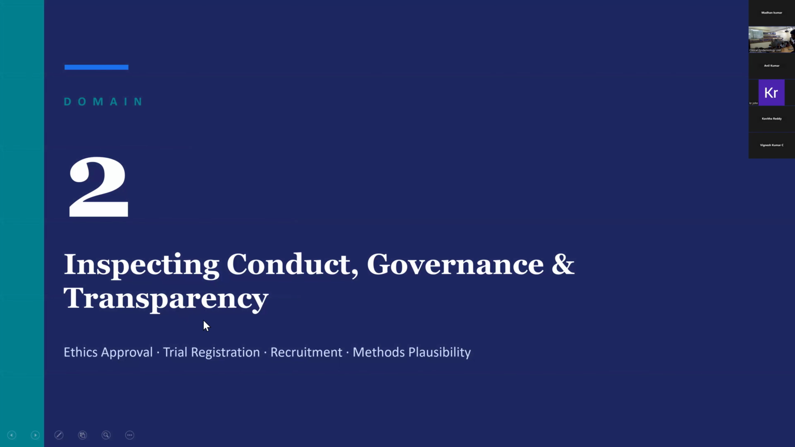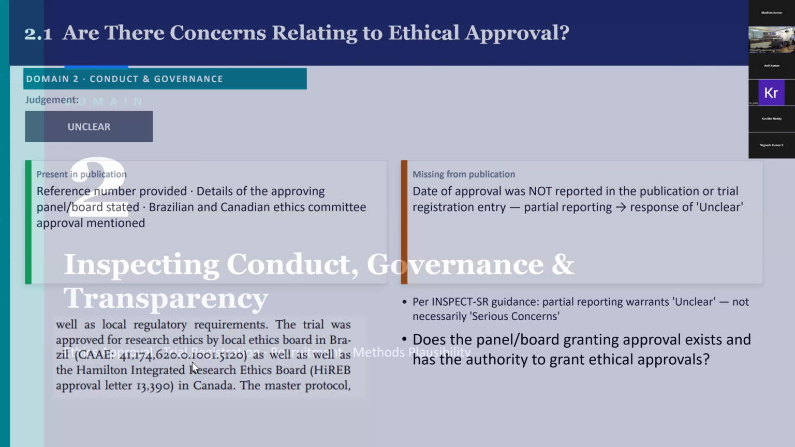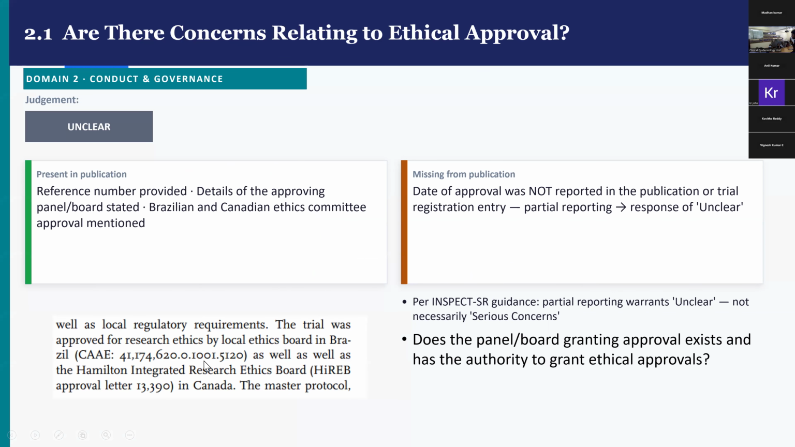The second domain involves inspecting the study for conduct, governance, and transparency. And the first question is, are there concerns related to the ethical approval of the study? With regards to ethical approval, the study's authors are supposed to tell when exactly the ethical approval was obtained and from which board it was obtained.